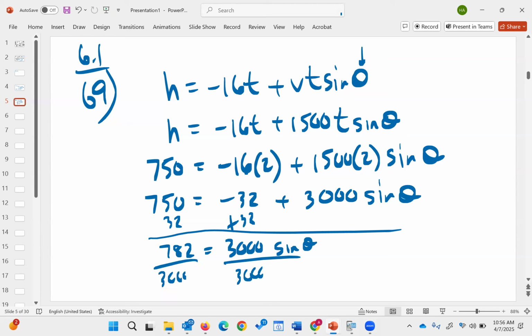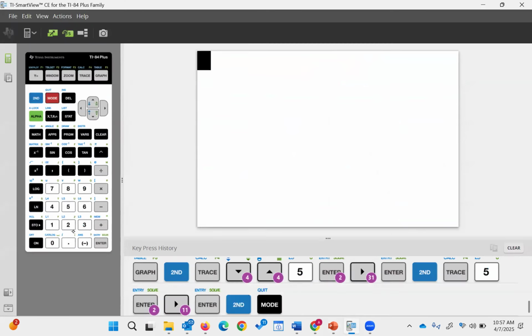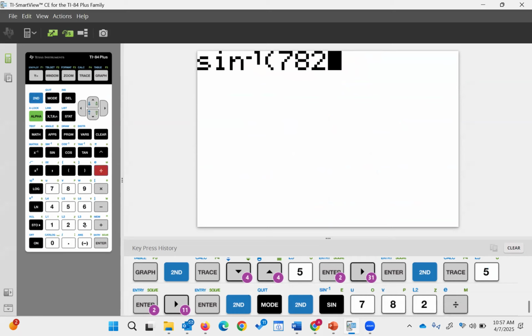Okay, so this one now. So I got myself sine theta is equal to 782 over 3,000. Let's use our calculator. I don't want to do that in my head. Not today. Anybody on the calculator, make sure you're in degree mode. Oh, I have a calculator. I can do it too. So, got my sine inverse of 782 divided by 3,000.